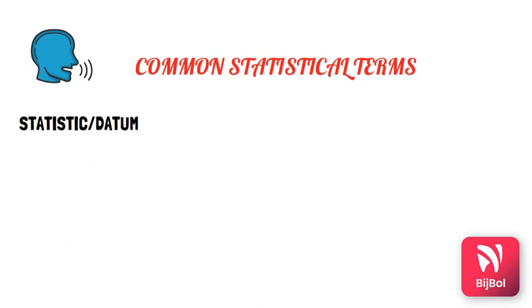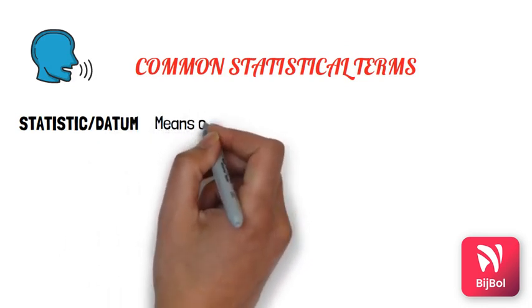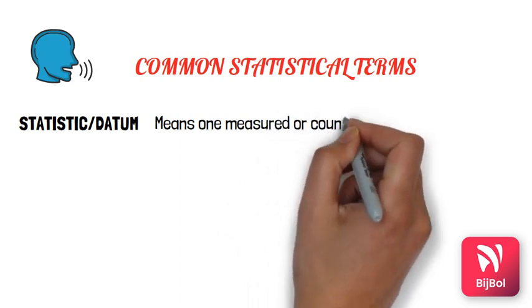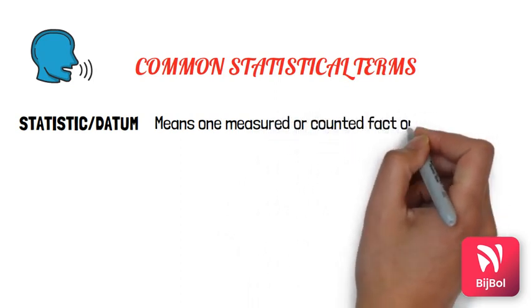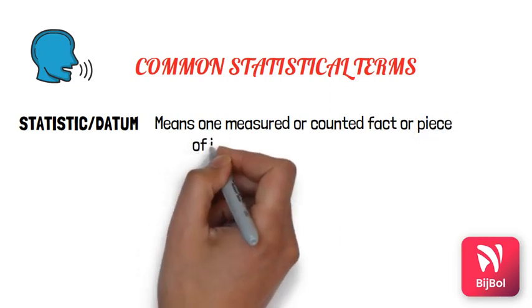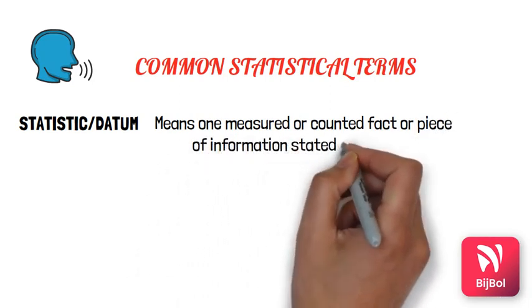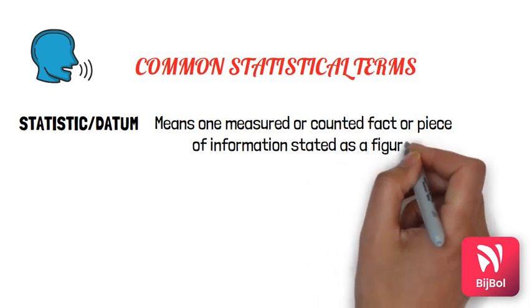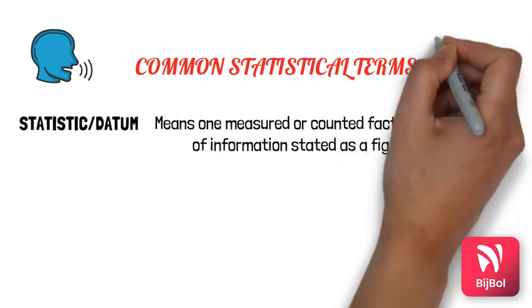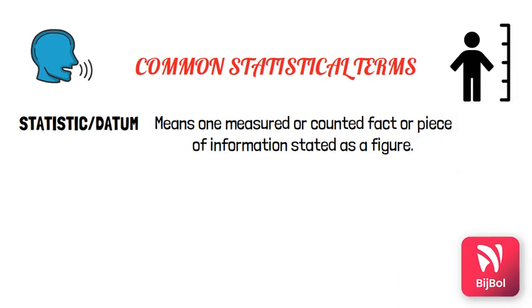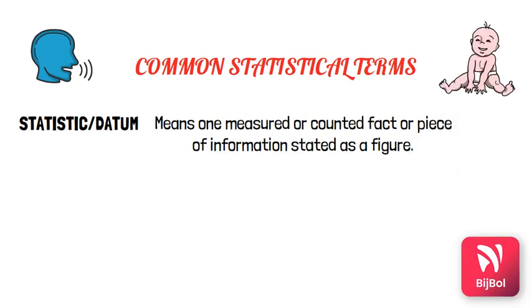The first one is statistic or datum. So what is statistic? It is one measured or counted fact or piece of information which is stated as a figure. So anything which is measured or a counted fact or piece of information is known as statistic, such as the height of a person. So height of a person is something which can be measured, and the births of the babies can be counted. So all these come under the statistic or datum.